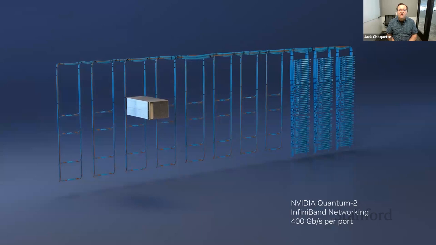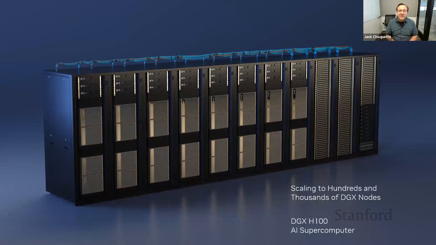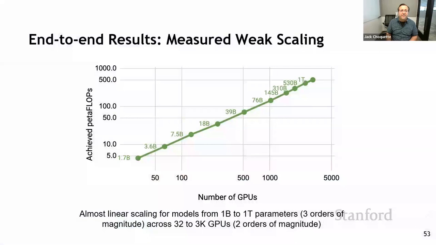This node is plugged into a Quantum-2 InfiniBand network with 400 gigabits per second of bandwidth per port. This system can scale to hundreds or thousands of DGX nodes. The system we designed provides very efficient scaling. Here you see the end-to-end performance for weak scaling. It is almost linear, going from 32 GPUs to over 3,000 GPUs.